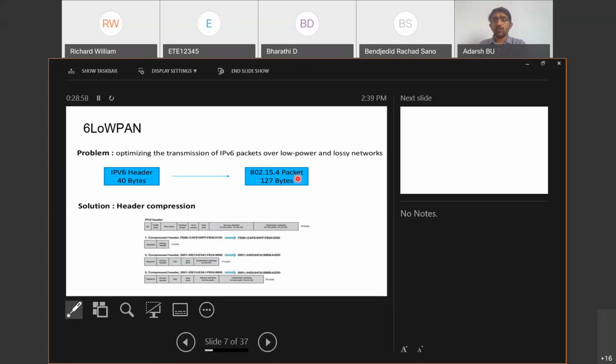If there is less space for the payload, then the challenge is that I have to create multiple packets, but the traffic in the network is going to increase. As the traffic increases, packet collisions will happen, packet loss and retransmissions will increase, and power consumption will increase. That is a very bad idea. So to overcome all these problems, there is a solution called header compression.